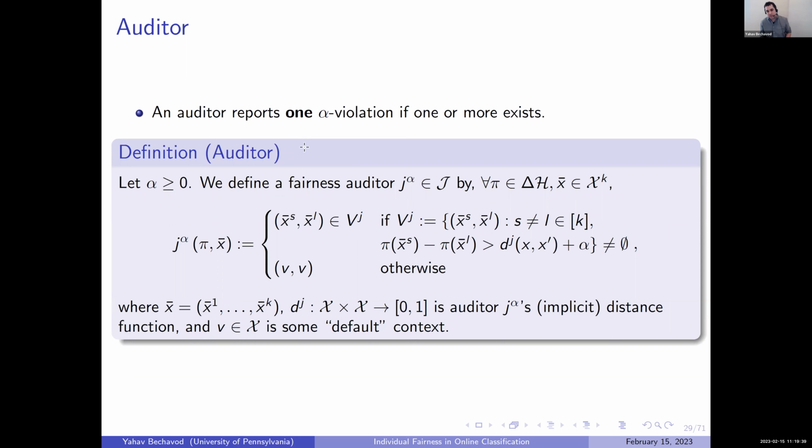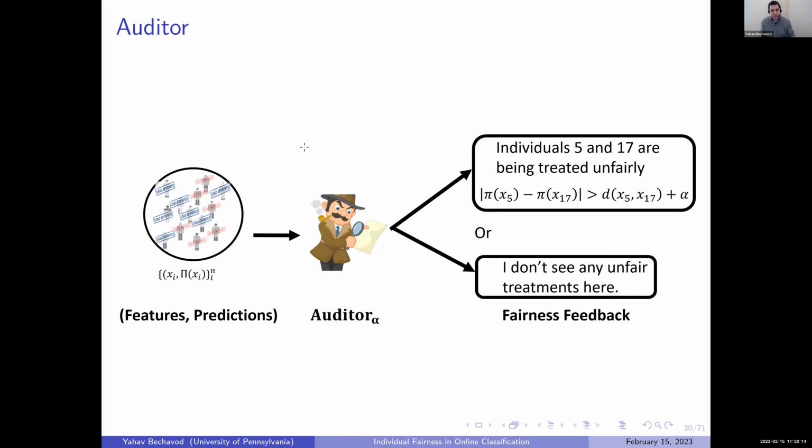In our line of work, we only require the auditor to report one alpha violation if one or more exists. So the definition of this primitive means of the auditor is: given a set of k individuals, if there is a policy that is predicting, let's say, creditworthiness, and there exists a pair on which the auditor thinks there exists a violation, the auditor has to return this pair. If multiple ones exist, he only needs to report one. If no violation exists, it reports that it sees no unfair treatment.